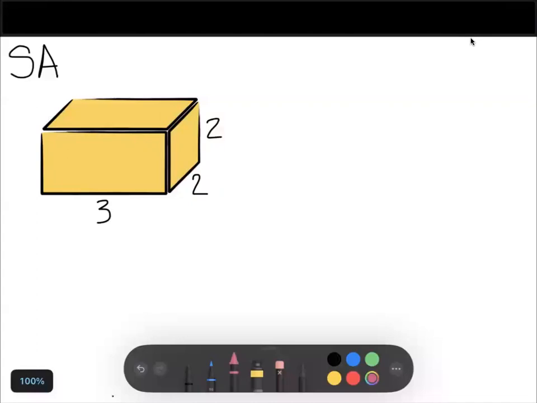This face right here, I'm going to call the front. There is an identical face behind the shape that I can't see, which I will call the back. So I'm going to call this measurement the front back. Now, whatever the area of the front is, I would need to multiply that by 2 to account for the back. So that's going to be something times 2.